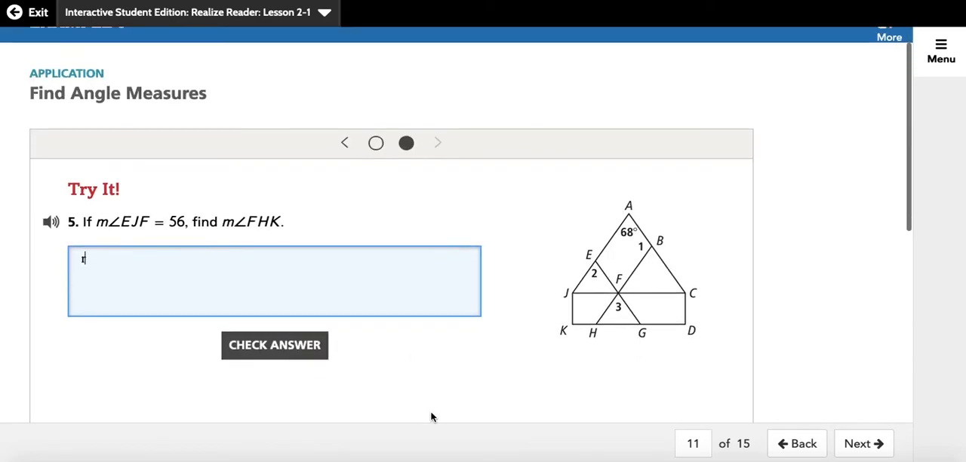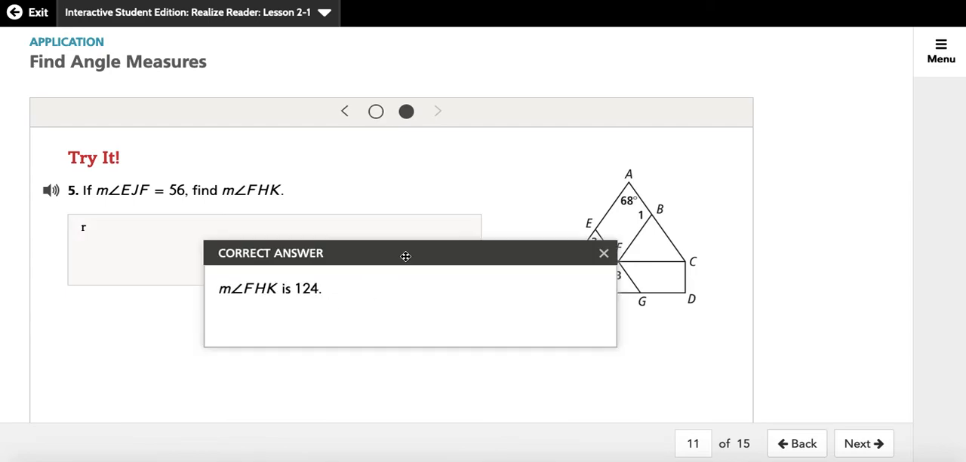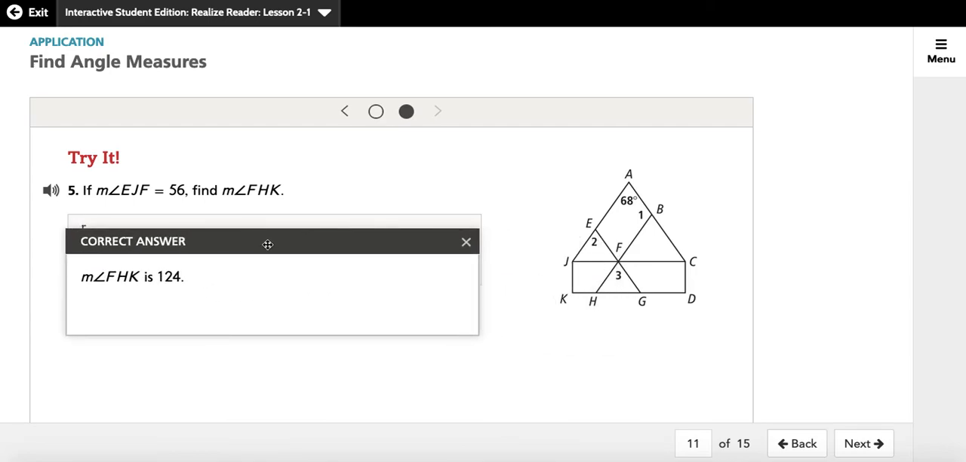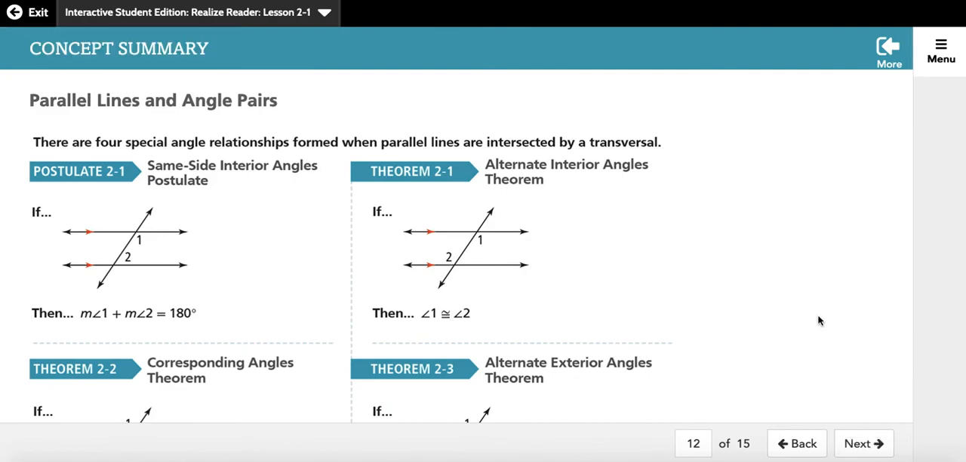I don't know if they're going to show the work or just show the answer. They just showed the answer, so sometimes that's not so helpful. So hopefully you caught on with the way that I described it. There might be some other ways, but if you got 124, good job. Let's see, is that the last? I think that's the last. Yep, it's the last example in the whole section.